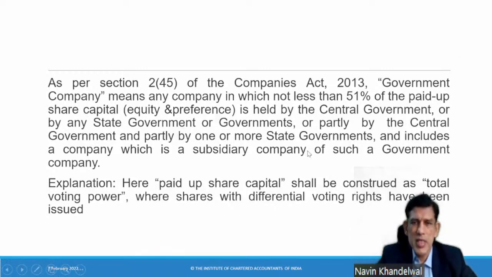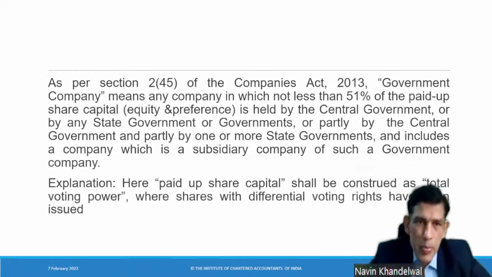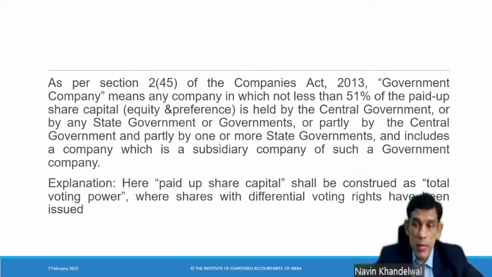As per section 245 of the Companies Act, so you refer to the section, a government company means any company in which not less than 51% of the paid up share capital is held by the government. Please note it down, exam point, friends. It consists of equity and preference, so 51% of the paid up capital of equity and preference both.